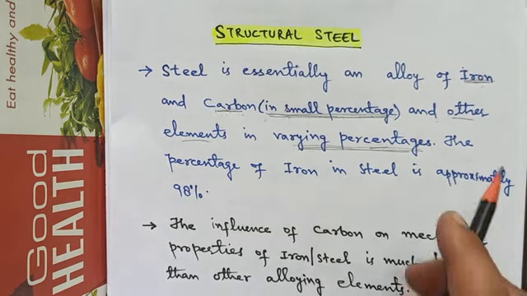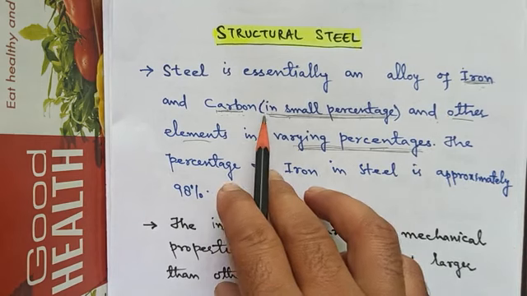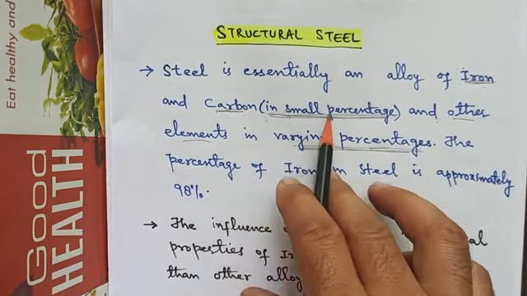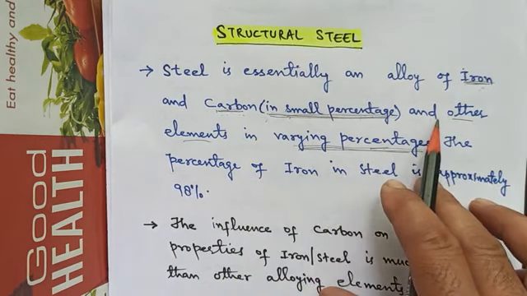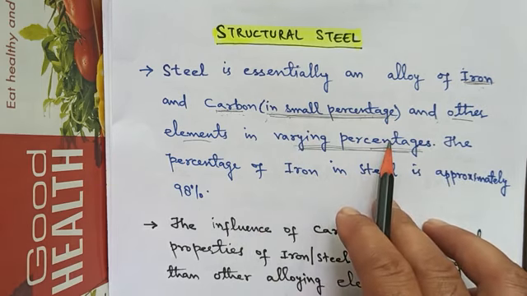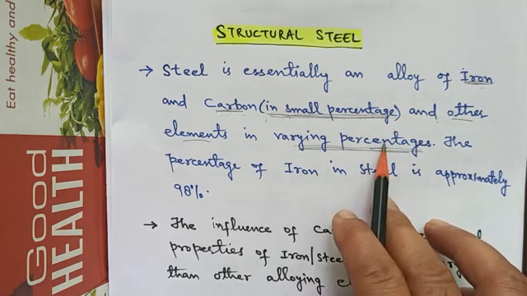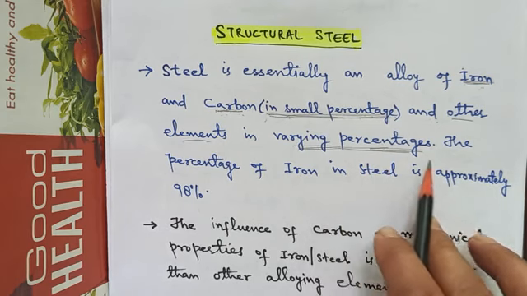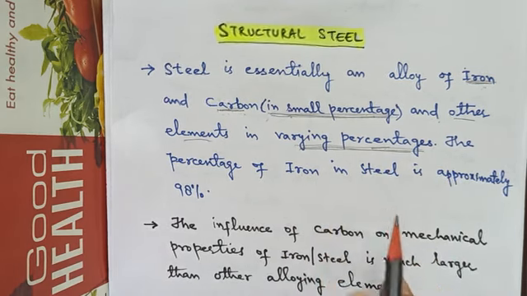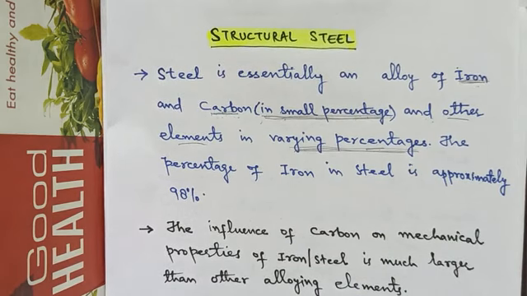So, steel is essentially an alloy of iron and carbon, where carbon is present in a small percentage and we have other elements in varying percentages as well. The alloying elements include manganese, silicon, phosphorus, sulfur, nickel, chromium, copper, etc. The percentage of iron in steel is approximately 98%. So, steel is dominated by the percentage of iron. It is mostly iron.